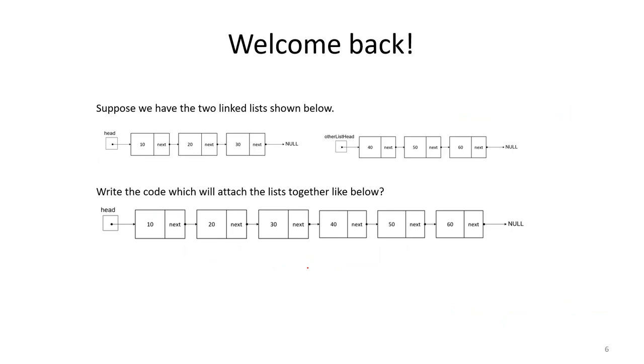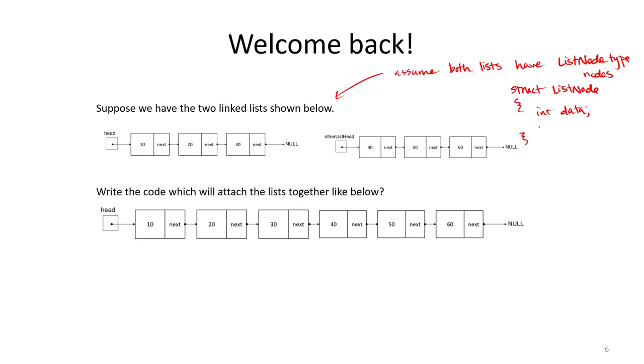Let's try a quick practice question before we move on. In this example, we have 2 linked lists. Let's assume they are of list node type. So let's just assume both lists have list node type nodes. So remember, our list node struct basically contains some int value named data and some list node type pointer named next.